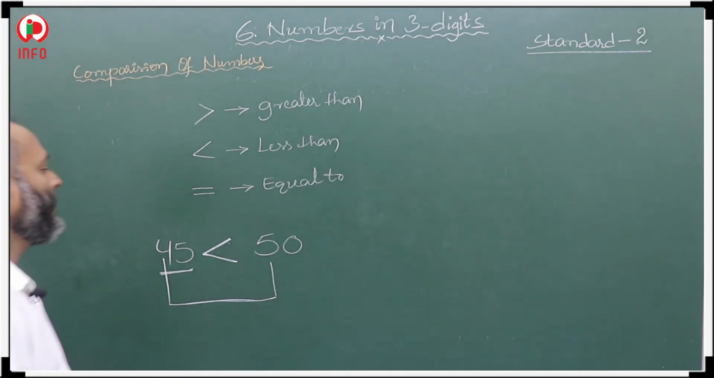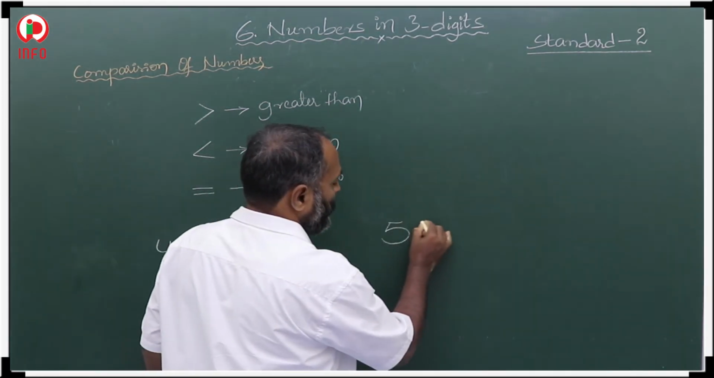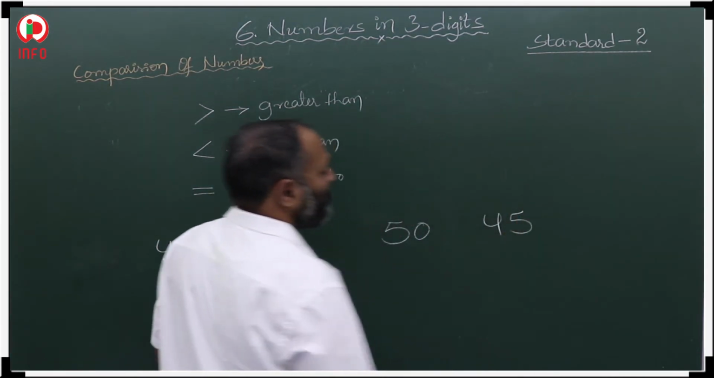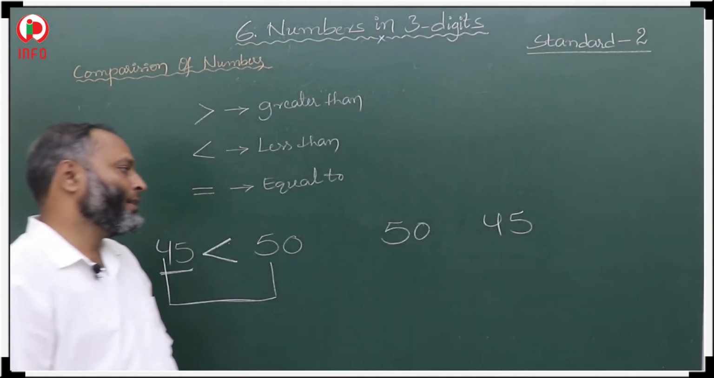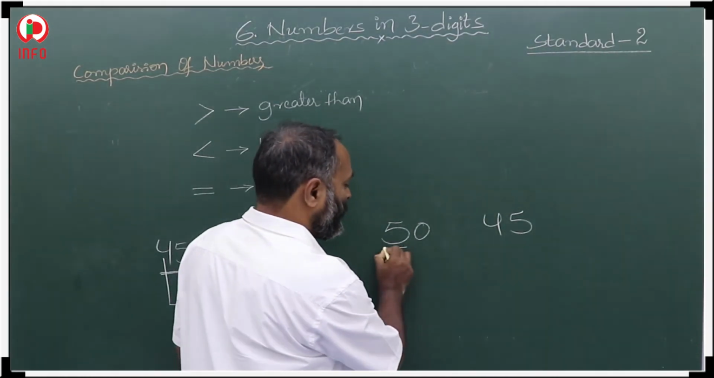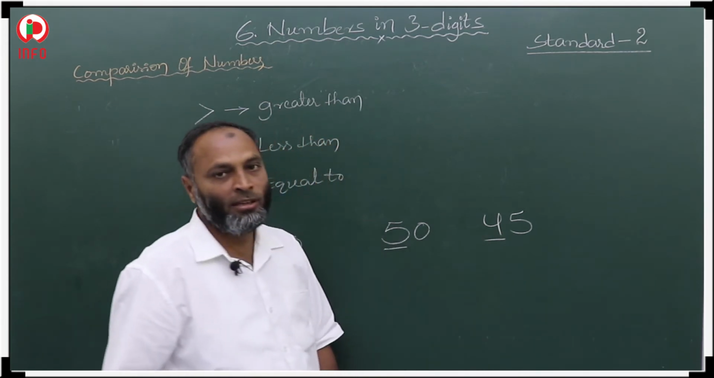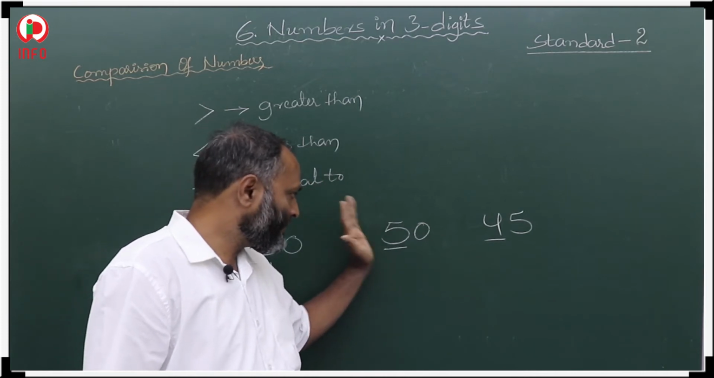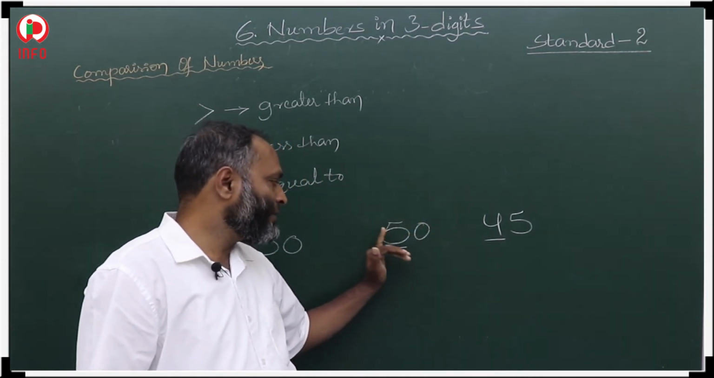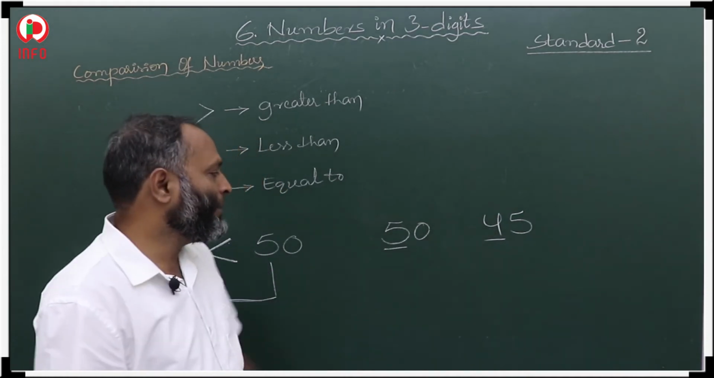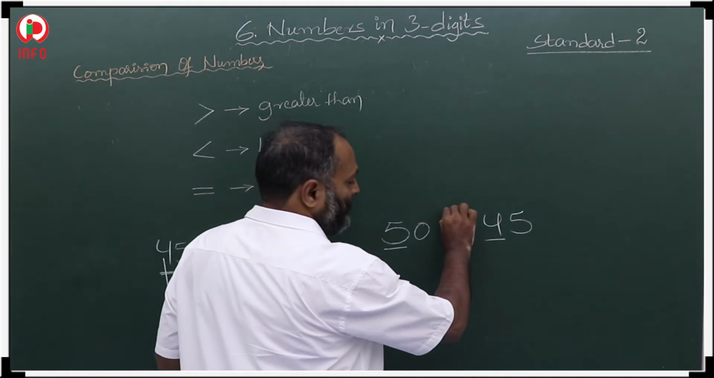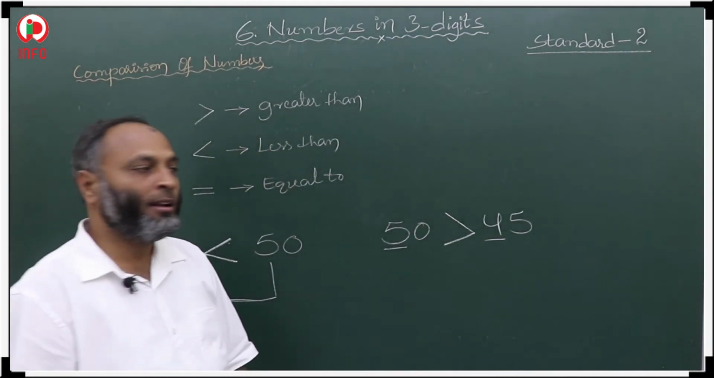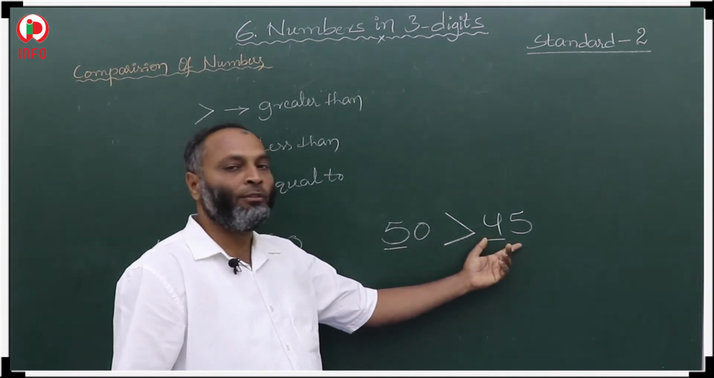Okay. Next, if the question is given like this, 50 and 45, then how to compare? In the same way, first we have to see the tens place. In tens place 5 is given and 4 is given, so we compare the first with the second. This 5 is more than this 4. It means 50, more means greater. 50 is greater than, so we have to use the greater than symbol. So, 50 is greater than 45.